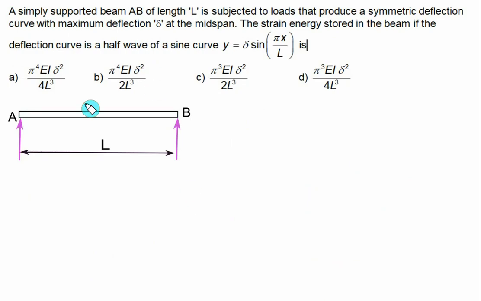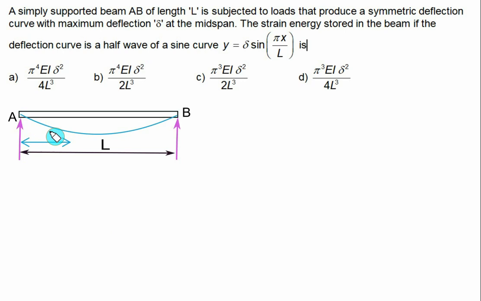A simply supported beam AB of length L is subjected to loads that produce a symmetric deflection curve with a maximum deflection delta at the midspan. We don't know what type of load, but we know the deflection curve, and the maximum value delta occurs at the center. At any point from the point A, the deflection is given as delta into sine of pi x divided by L.